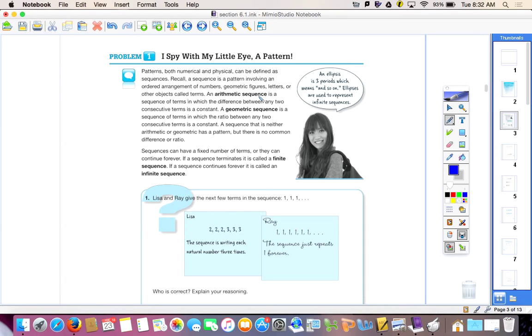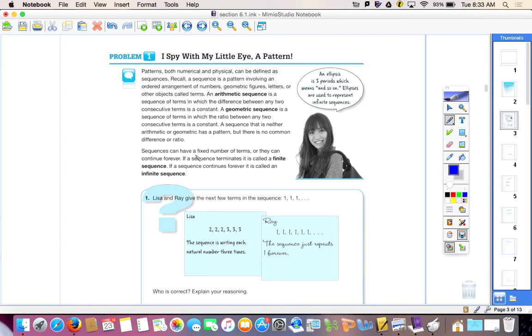So today we're going to be talking about the difference between an arithmetic sequence and a geometric sequence. An arithmetic sequence is when you have consecutive terms that have a common difference. So that means you're going to be subtracting and you're going to look for this common difference. Now you're looking at consecutive terms, which means they come directly after the one before it. And then a geometric sequence is a sequence of terms in which the ratio is common. Okay, so that means we're dividing.